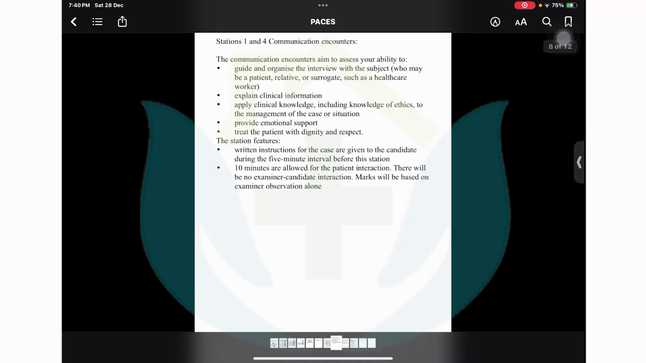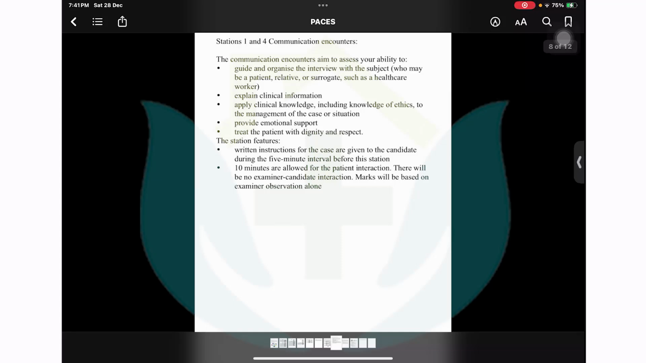And you should understand and explain the clinical information, providing emotional support also, and making sure that the dignity of the patient or the surrogate is not affected at all. So there will be written instructions for the case that are given to the candidate during a 5-minute interval. You should read it very carefully. Don't rush into it. 5 minutes is a long time and it will be just one line.